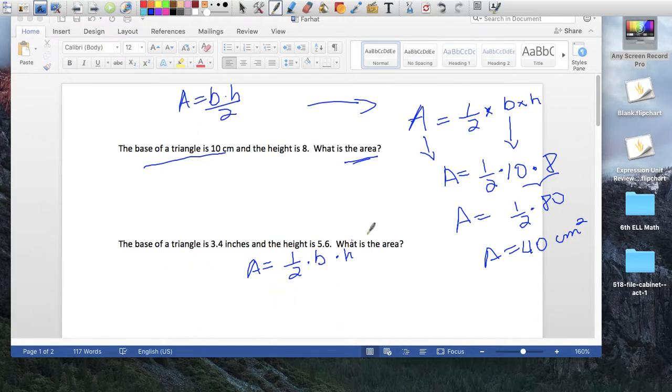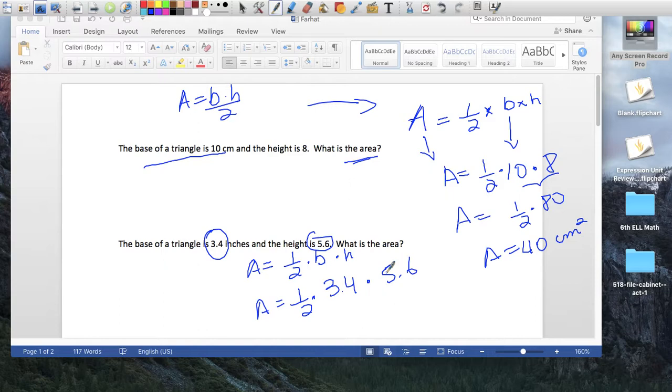Again, we're finding the area, so my A is not going to be replaced by any number, so that's going to stay the same. So A equals half times the base, which is 3.4, times the height, which is 5.6. So if you take a calculator, I would usually multiply these two first, and then multiply by half, which is the same thing, by the way, as divided by 2.